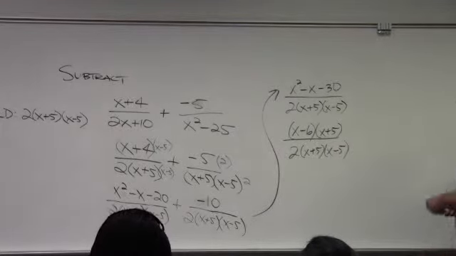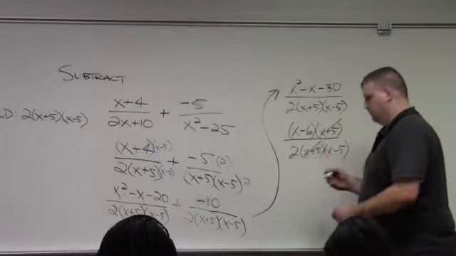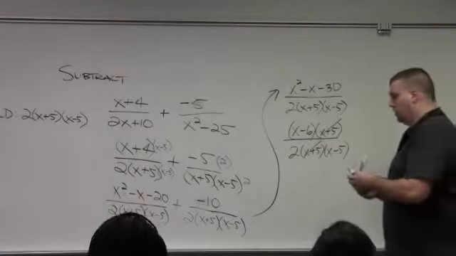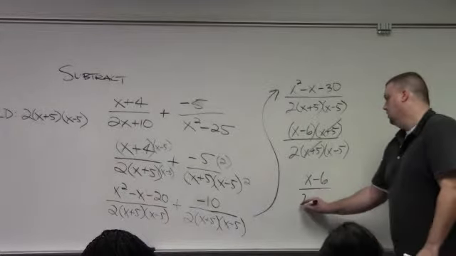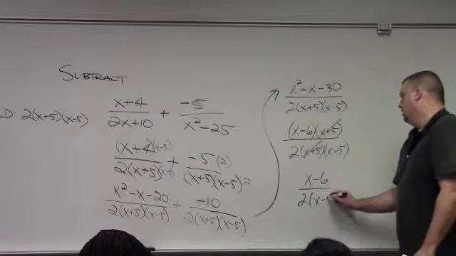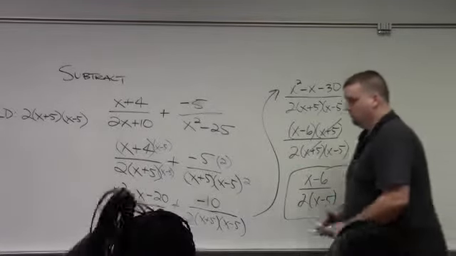Do I have any terms that can cancel? x plus 5. So what am I left with on the top? x minus 6 over 2 and x minus 5. Awesome, and that would be the answer.